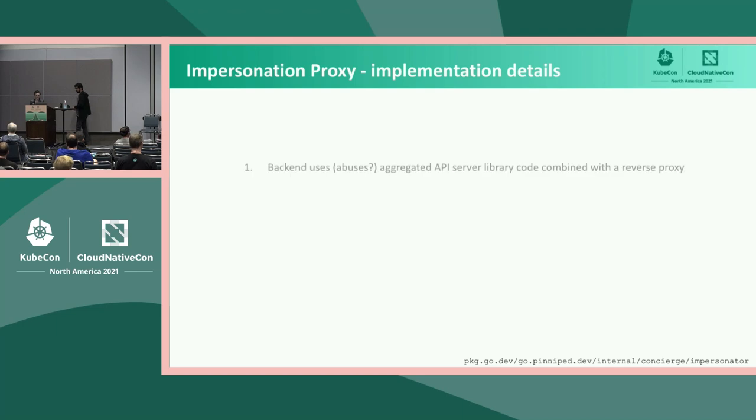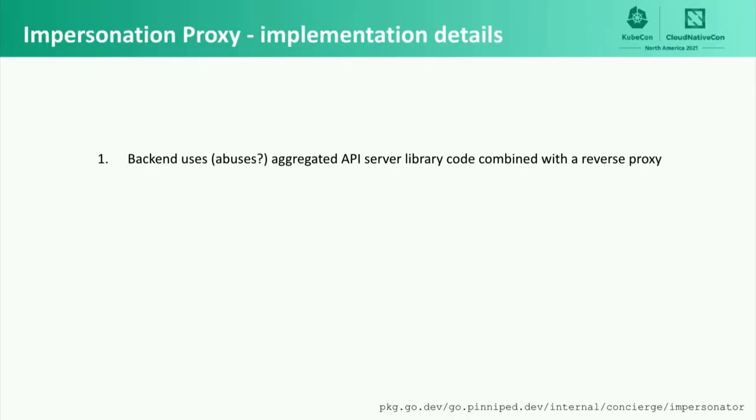So let's talk about how we implemented some of this. The business logic of our impersonation proxy uses, or abuses for a better term, the API server aggregation code from the standard Kubernetes code. If you ignore comments and imports and that kind of stuff, it actually is very tight. It comes down to under 500 lines of incredibly dense and cryptic code, but it's not that much code.